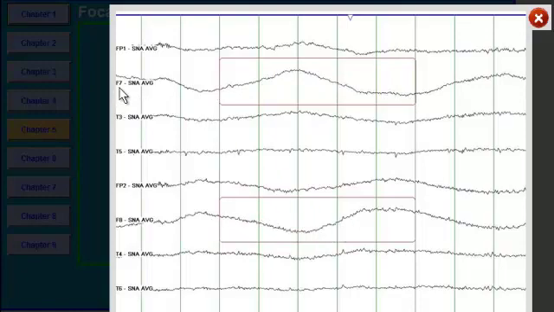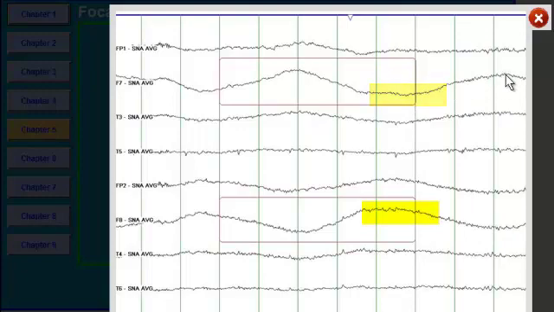If you look at F7, which is placed in the left temporal head region on the left temple, you see a relative negativity on F7 as compared to the average reference. When you look at F8, you see a relative positivity here as compared to the reference. As you go along, if you take this point here, then F7 is relatively positive and F8 is relatively negative, and this goes on and on.